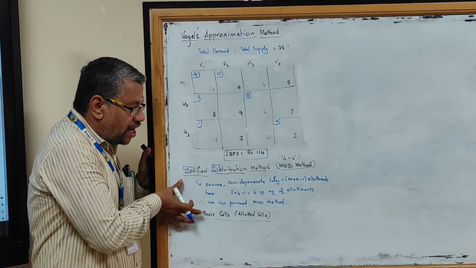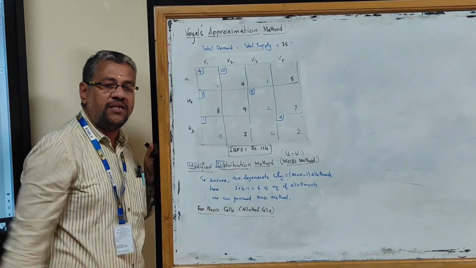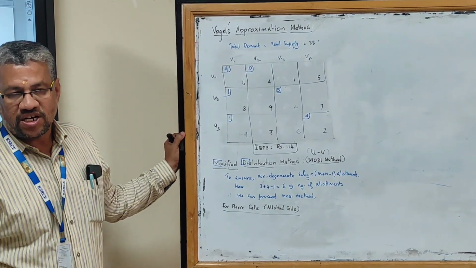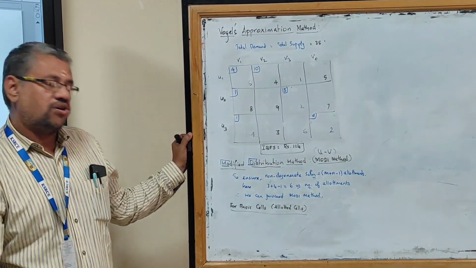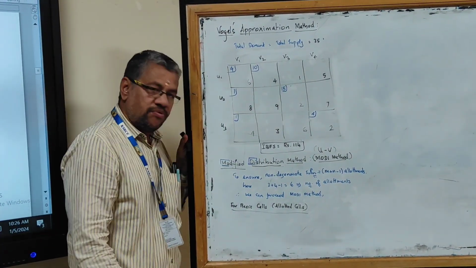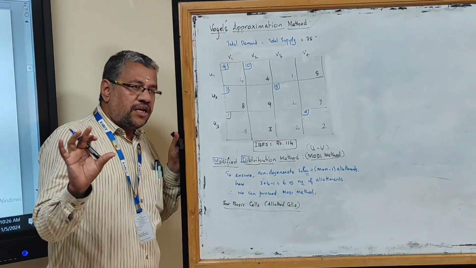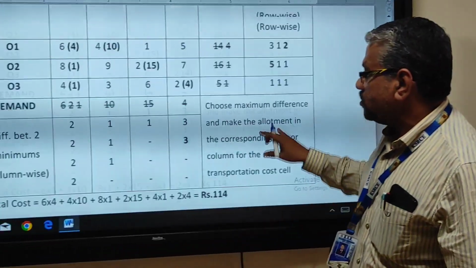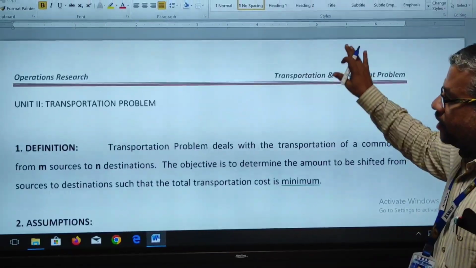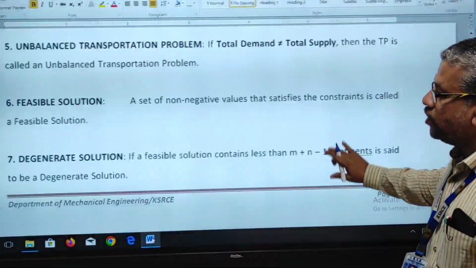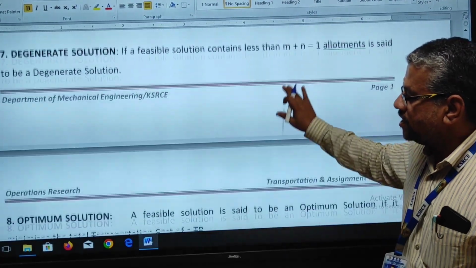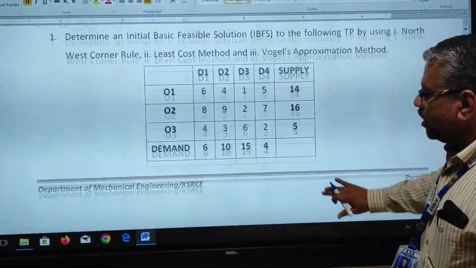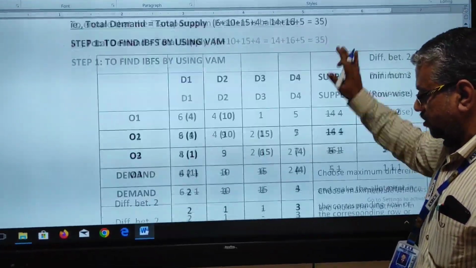So here we are going to find the optimum solution, whereas in the previous three methods we are finding the initial basic feasible solution, that is the initial total transportation cost. You can see the difference between initial basic feasible solution and the optimum solution. We have already given you the definitions in the previous lectures: what is feasible solution, what is degenerate solution, what is optimum solution, basic cells, which are all given in the previous video. You can check with it.